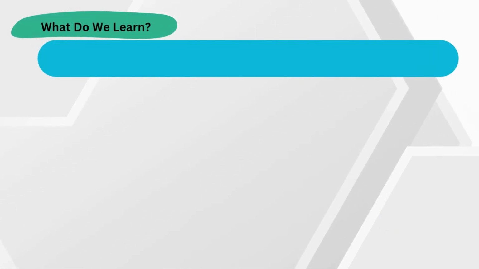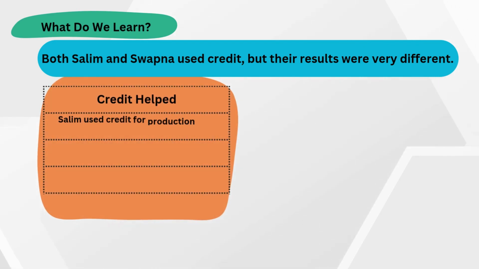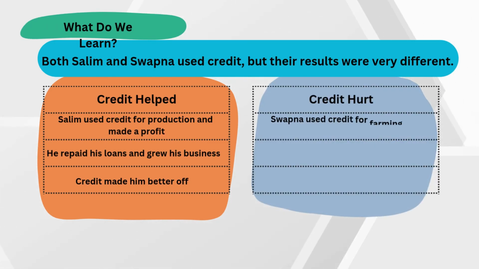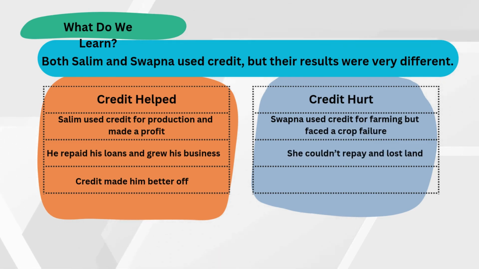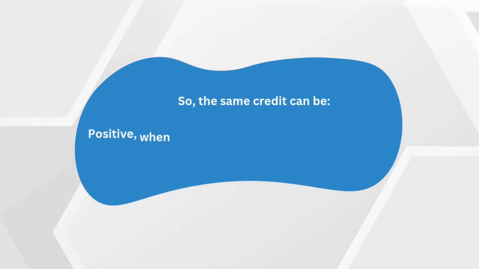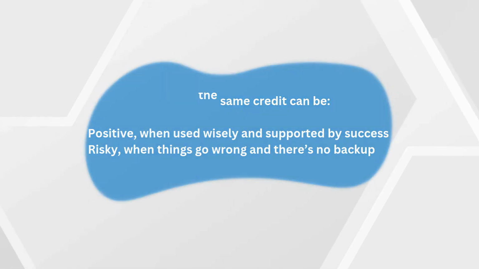Now, what did we learn? Both Salim and Sapna used credit, but the results were very different. Salim used credit for production and made a profit. He repaid his loans and grew his business. Credit made him better off. Sapna used credit for farming but faced a crop failure. She couldn't repay and lost land. Credit left her worse off. So the same credit can be positive when used wisely and supported by success, but can be risky when things go wrong and there's no backup.